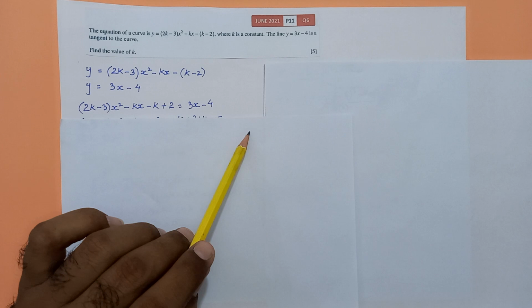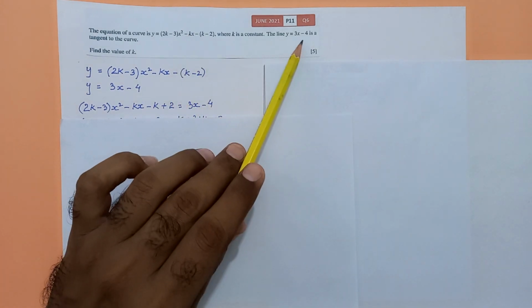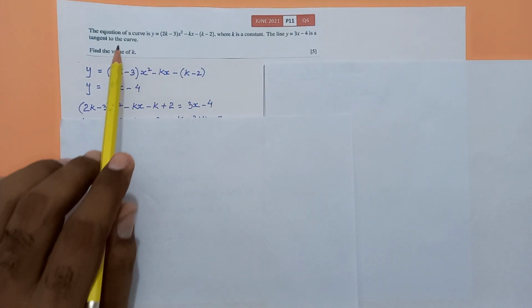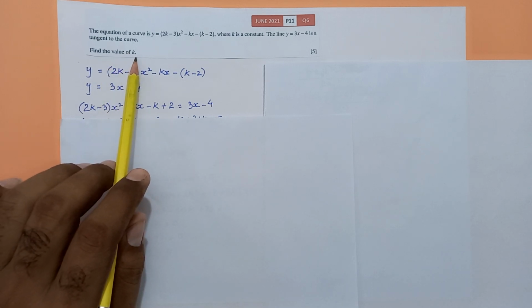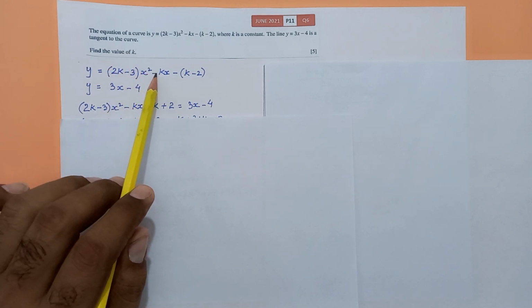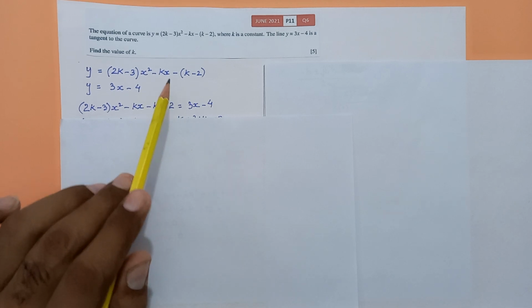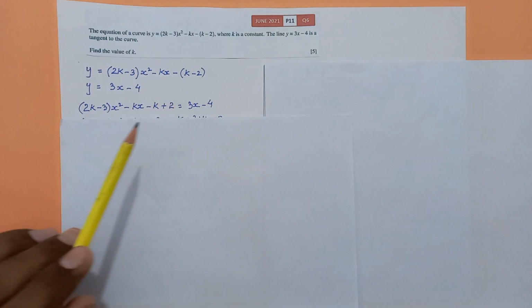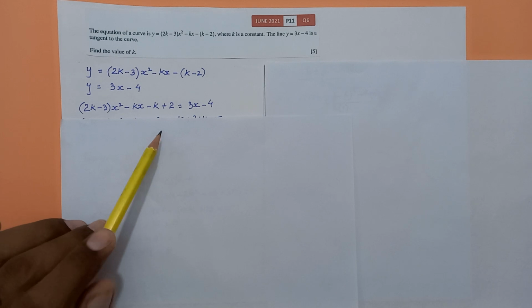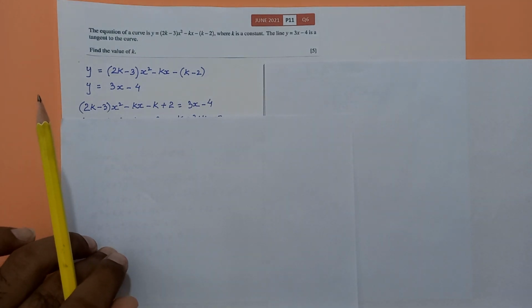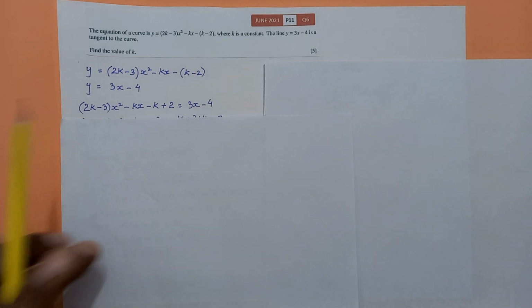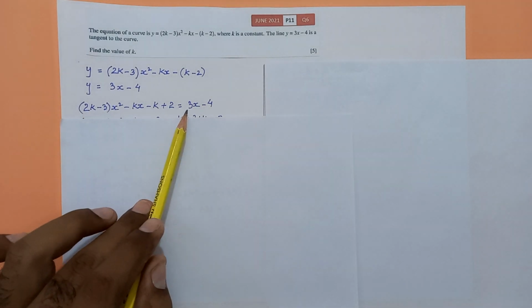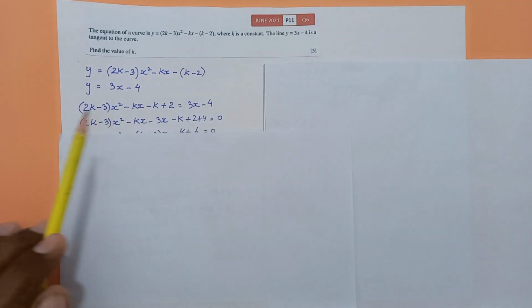So basically we have two equations, the equation of the curve and the equation of the line, and the condition is that they are tangent to the curve. So find the value of k. Tangent means point of intersection, and point of intersection means common point. So definitely the very first step is to equate both the equations. The equation of the curve would be equal to the equation of the line.